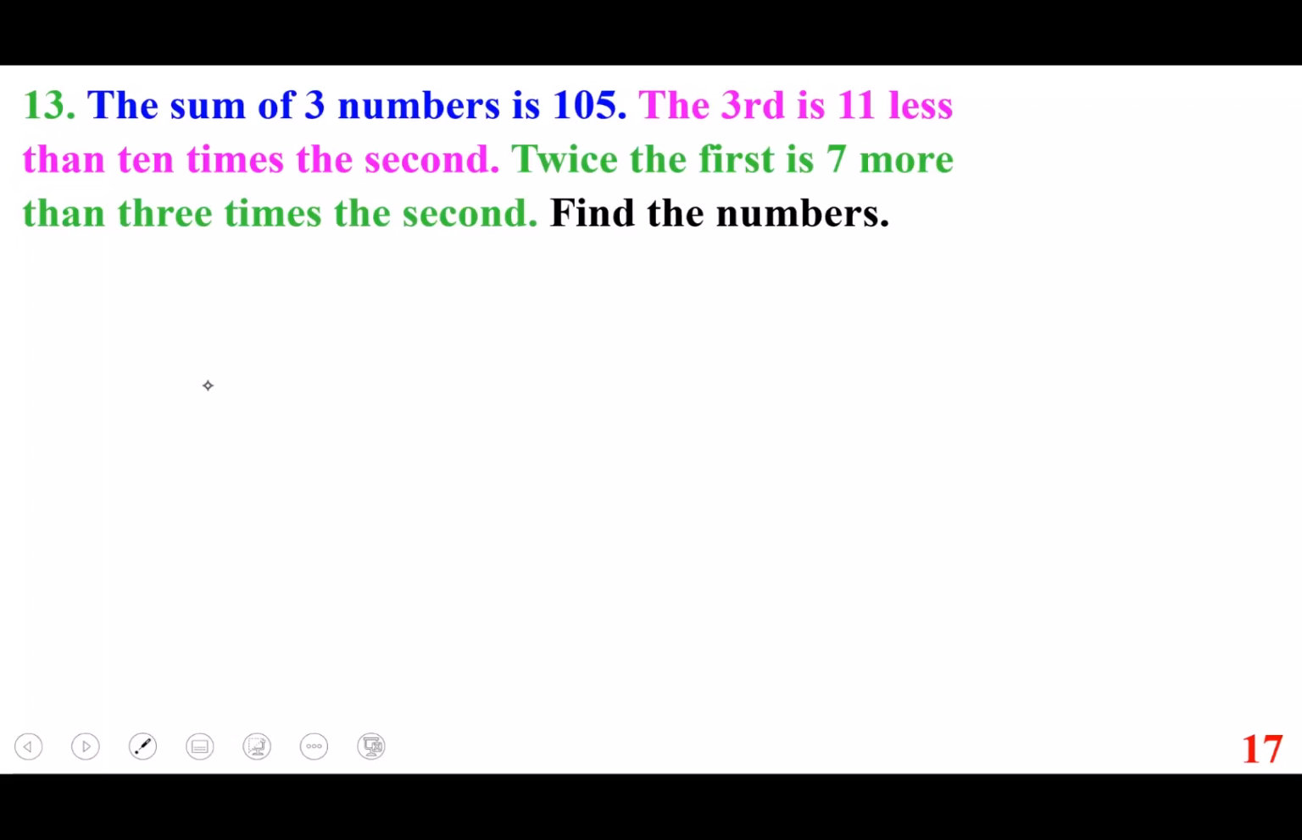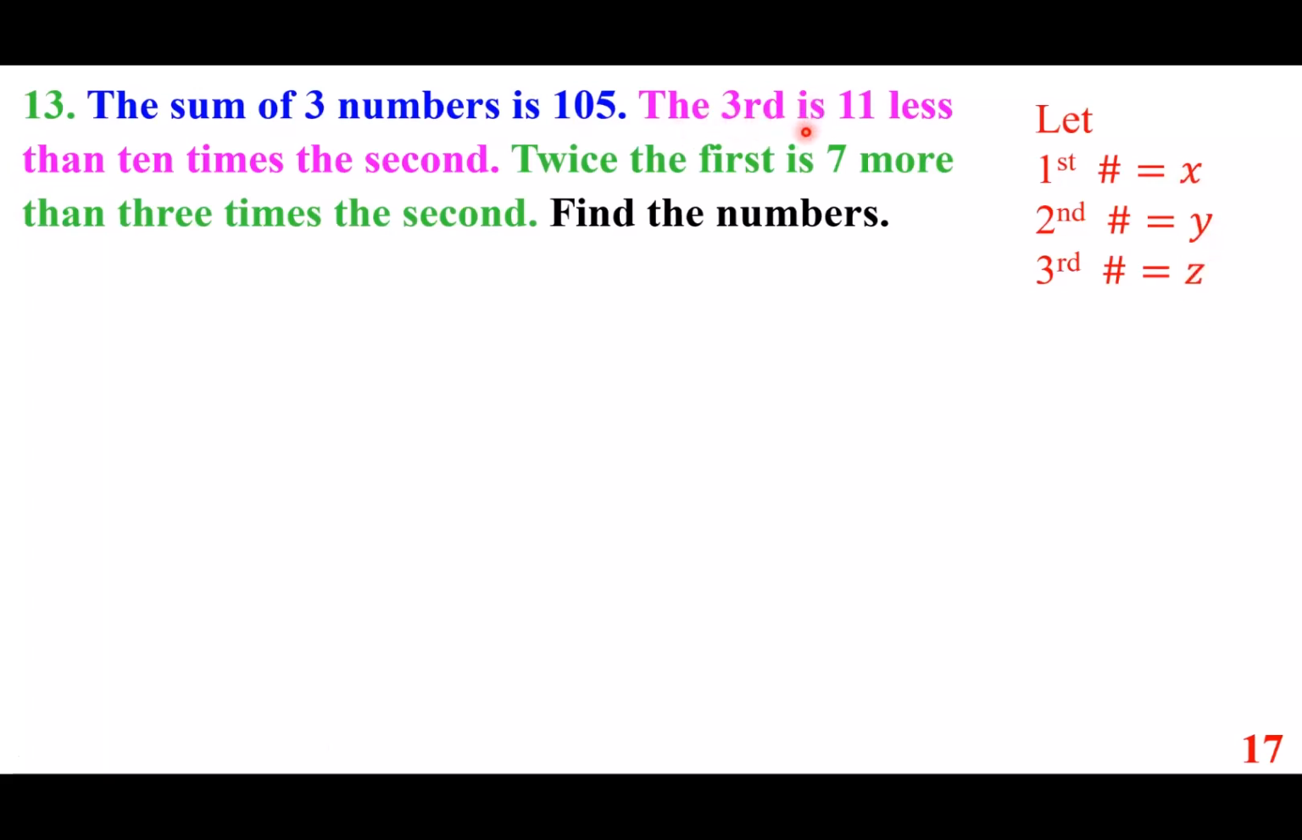The numbers are x, y, z. So the first number, let's say, is x, the second one is y, the third one is z. Or a, b, c, whatever you want, but you have to define it. So the sum is 105. That means x plus y plus z is 105. So that's the first one.